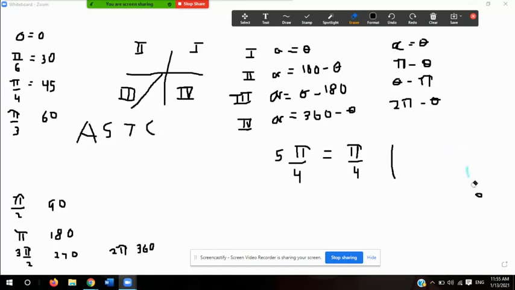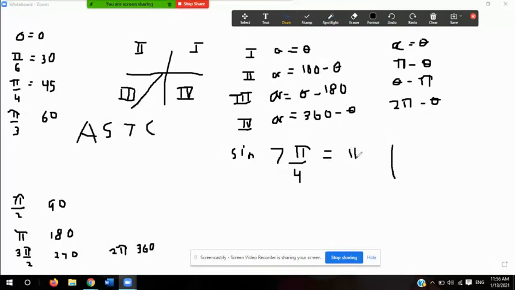Okay, let me erase all this. So we're looking for the sine of 7 pi over 4. Now, is pi fourths a special radian? Yes, it is. So that means that the reference angle of 7 pi over 4 is pi over 4.